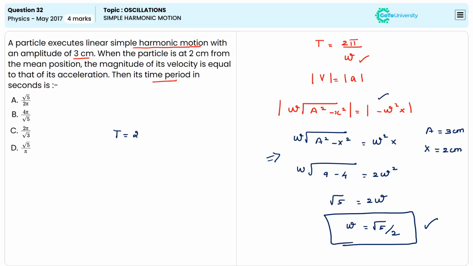So time period will be equal to 2 pi divided by omega. Here we can write 2 pi divided by root 5 over 2, which will be equal to 4 pi divided by root 5. So the time period in a second for the simple harmonic motion given in the question is 4 pi over root 5. So the correct answer for this question is answer option B.